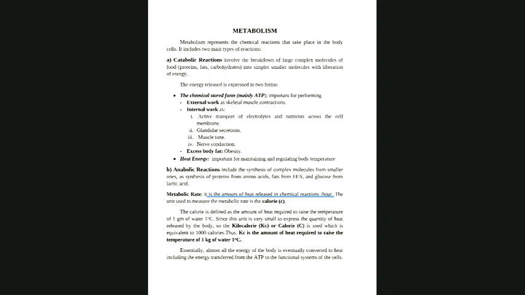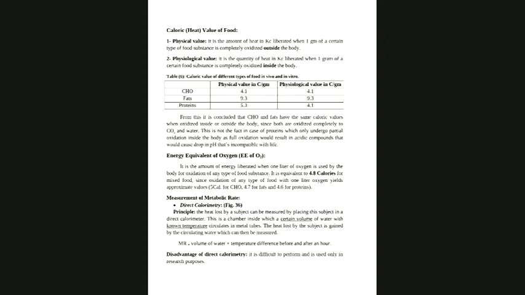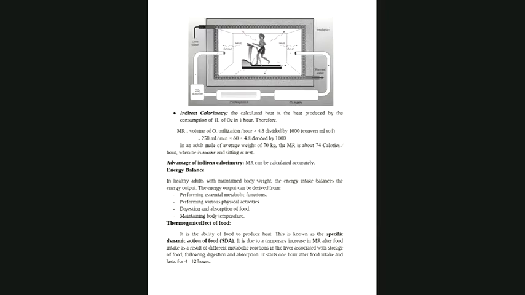Okay. How can we measure metabolic rate? Metabolic rate can be measured either directly or indirectly. What is the definition of metabolic rate? It is the amount of heat energy liberated from the body per unit time, per hour. Excellent. So I'm going to place the person inside what we call a direct calorimeter, which is in the photo.